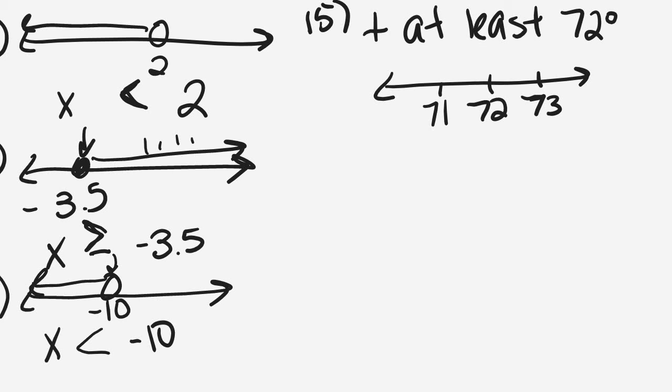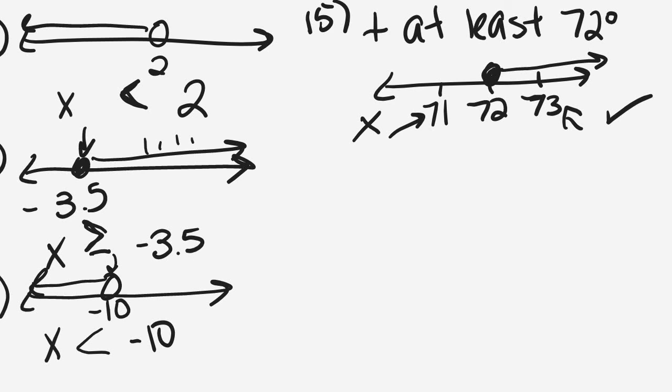All right, so at least 72 degrees. So can it be 72 on the dot? It can, so solid circle there. Now, at least 72. Does that mean it can be 71? No. Has to be at least 72. So the lowest it can be is 72. So can it be 73? Yes, it can. So our arrow is going to go that way.